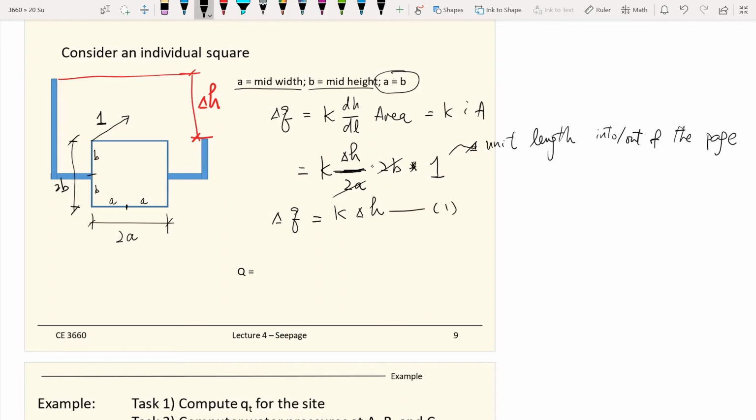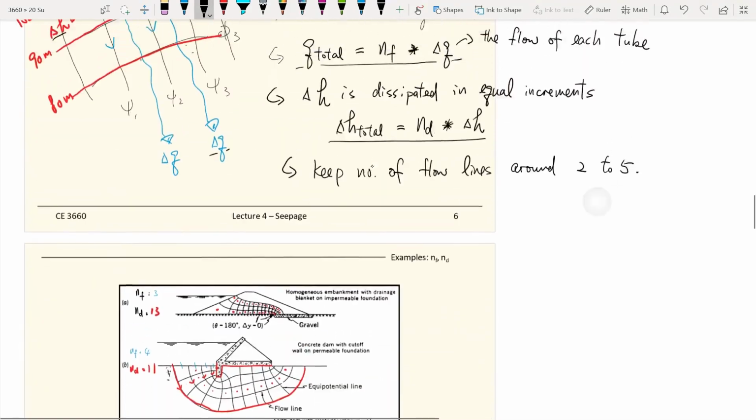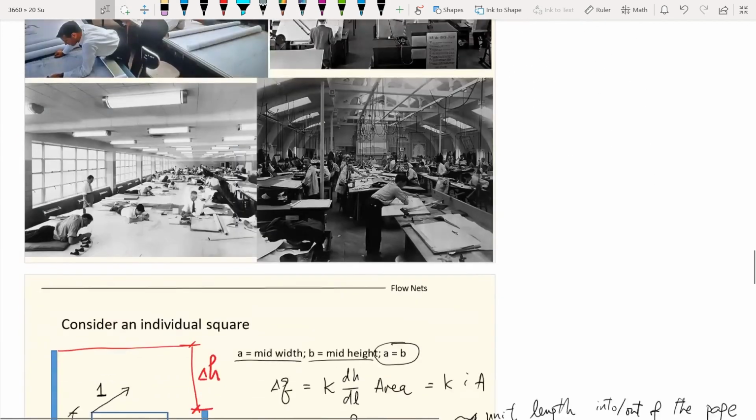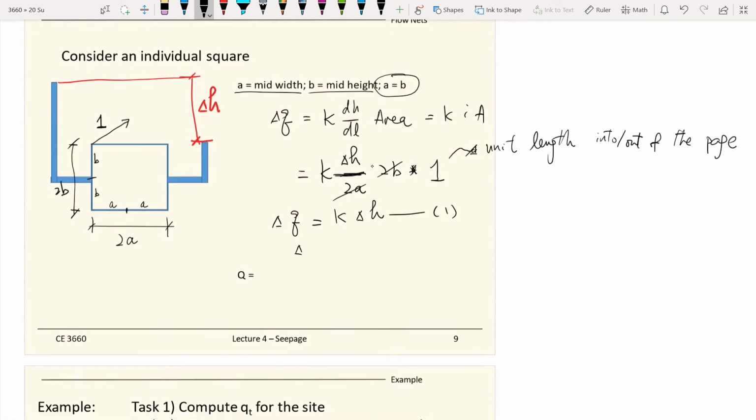So let's assume this is equation 1. And remember, when we talked about the terminology, we defined the total head before with this equation: total head drop equals the number of drops times delta H. So if we rearrange this equation, then delta H will be equal to the total head drop of the whole site divided by the number of drops, N sub D. Here delta H is the drop at one element, between two equipotential lines, but the total head drop belongs to the whole site. So now we have equation 2.